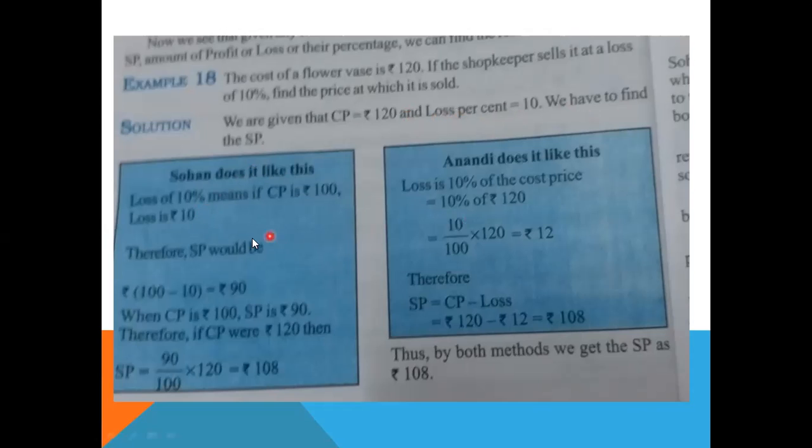Here two children have done it in two ways. How do you do it? See here. Loss of 10% means if CP is 100 rupees, loss is 10 rupees.